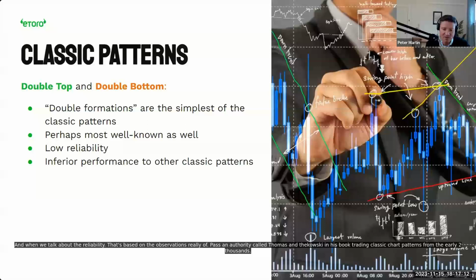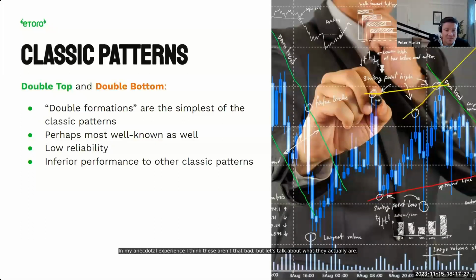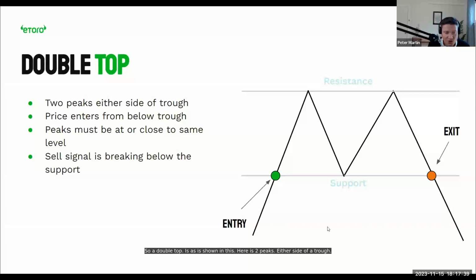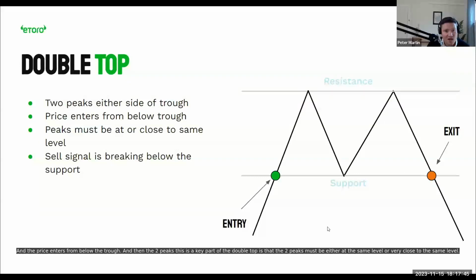And when we talk about the reliability, that's based on the observations of a pattern authority called Thomas N. Bulkowski in his book, Trading Classic Chart Patterns, from the early 2000s. In my anecdotal experience, I think these aren't that bad, but let's talk about what they actually are. So a double top is, as shown in this diagram here, two peaks either side of a trough, and the price enters from below the trough. And the two peaks, this is a key part of the double top, must be either at the same level or very close to the same level.